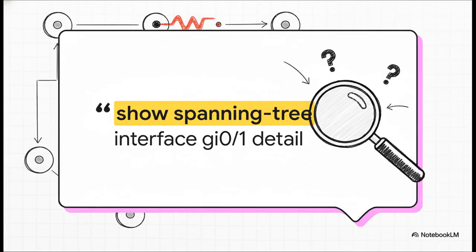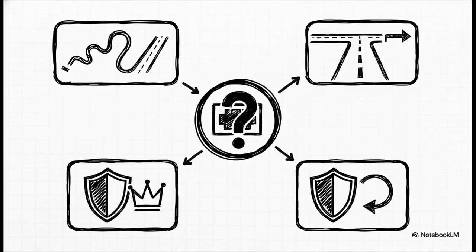To hunt this ghost, we need a more powerful tool. The command we need is show spanning-tree interface gig 0/1 detail. This is our magnifying glass. It doesn't just tell us that the port is blocked, it gives us the critical clues we need to figure out why it's blocked. And the detailed output gives us our list of usual suspects. Is the port just doing its job correctly? Maybe it's an alternate port, a backup path that's supposed to be blocking. Or has one of our safety features, like root guard or loop guard, been tripped? That would point to a much bigger problem somewhere else in the network.